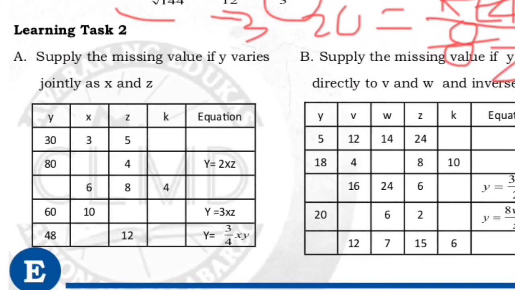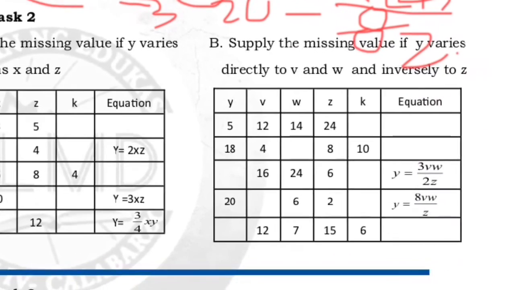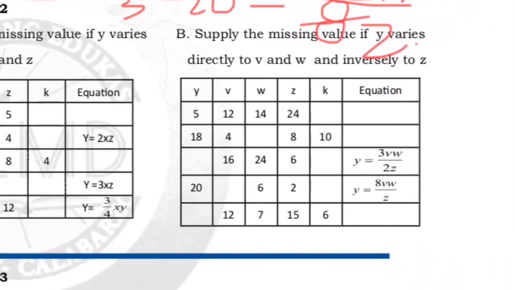So for learning task number 2, just the same, supply the missing value if y varies jointly as x and z. So just use the given formula for joint variation. And for letter B, just use the formula for inverse variation. And you can get the answers. So just supply the missing values.